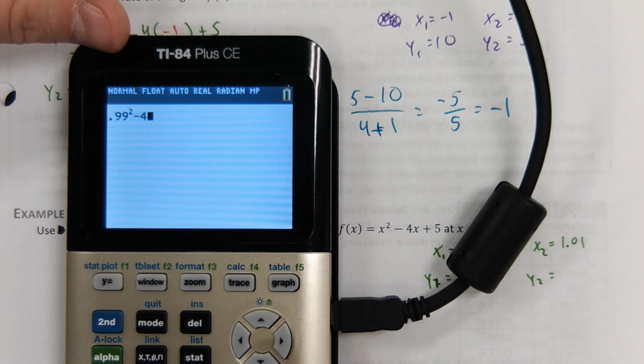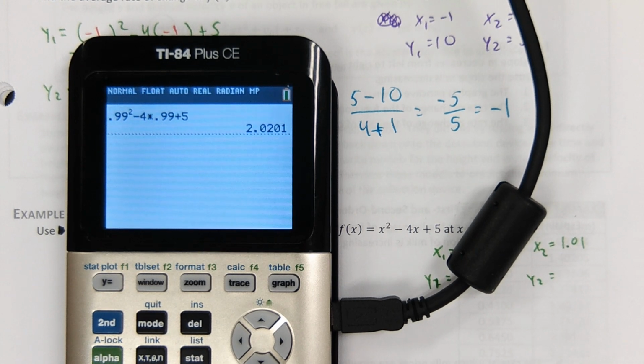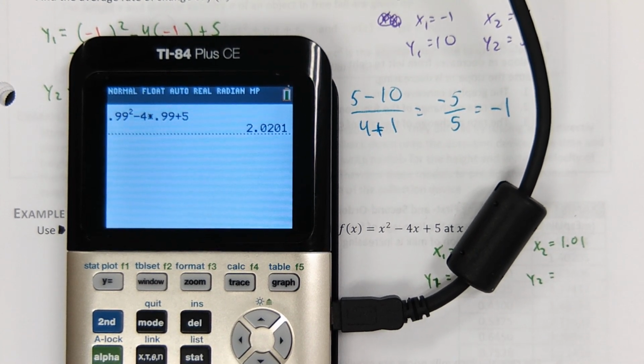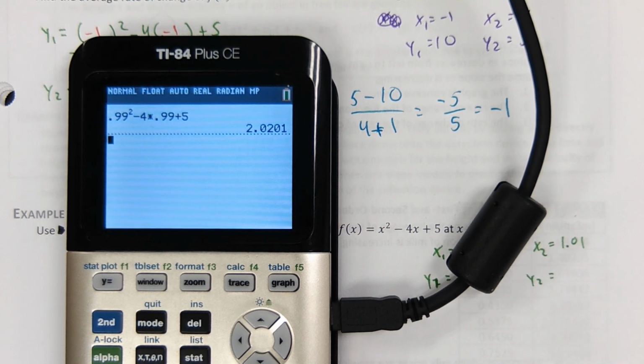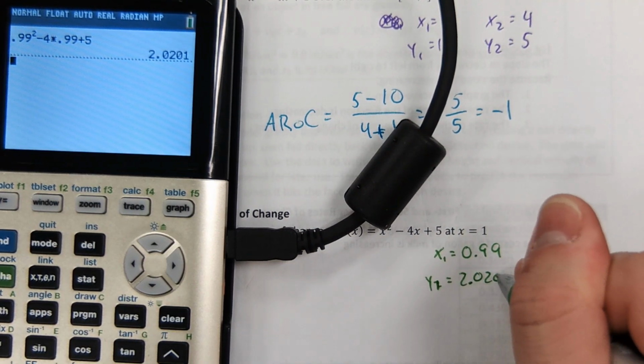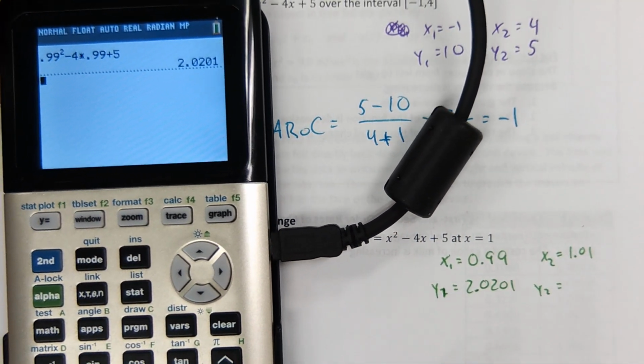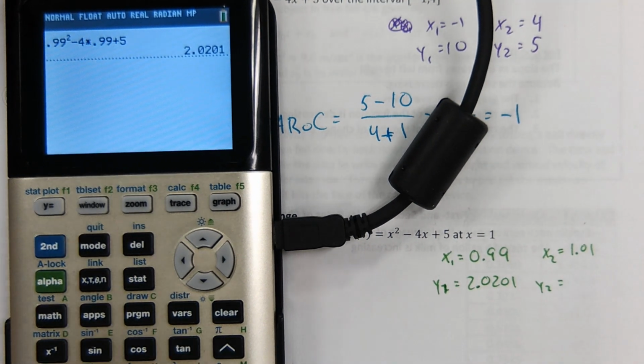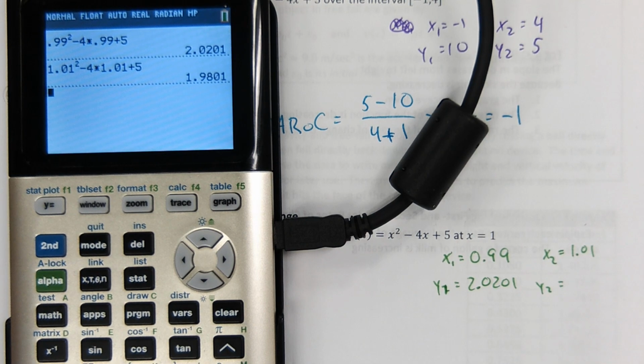So I'm just plugging in 0.99 into this equation. So 0.99 squared minus 4 times 0.99 plus 5. I am not going to round this to 3 decimals because we're trying to be as accurate as possible. I'm going to actually write 2.0201. And then we're going to do the same thing, only this time we're going to plug in x equals 1.01. And again, don't round to 3 decimals. Write down the whole thing since it's a terminating decimal.